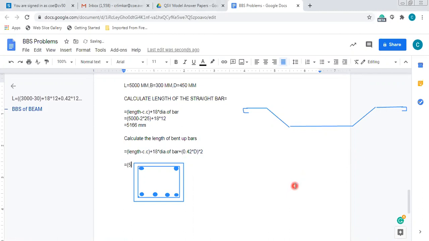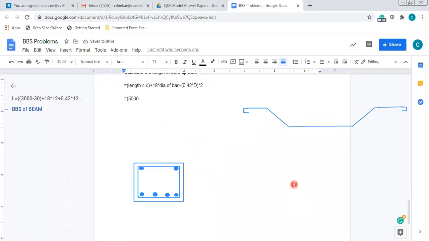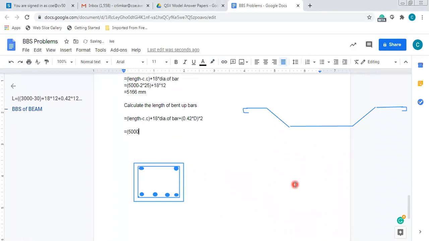Total length is 5000 minus clear cover is 2 into 25, that is clear cover which has been provided, plus 18 into 12, that is diameter of the bars, plus 0.42 into, can you tell me the value of D? Please tell me the value of D as far as this problem is considered. What is D and how are we going to calculate it?